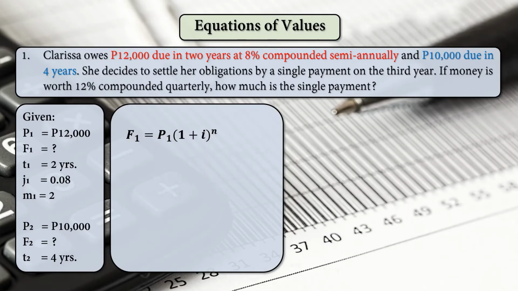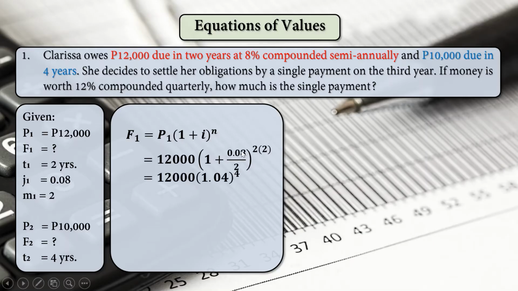So, in finding for F1, that is P1 times 1 plus i raised to n, and then 12,000 times 1 plus 0.08 divided by 2 raised to 2 times 2. And then this quantity will be 1.04, and then 2 times 2 is equal to 4. The result will be 14,038 pesos and 30 centavos. This is the future worth after 2 years sa unang obligation niya.